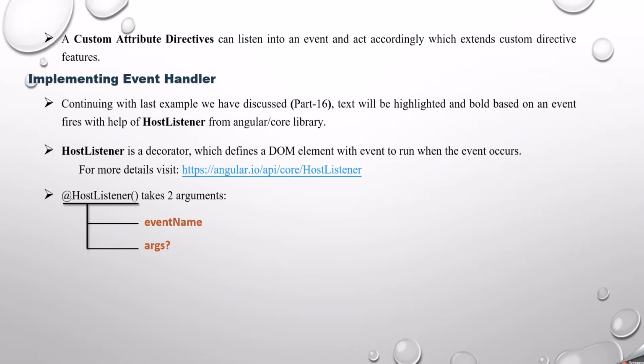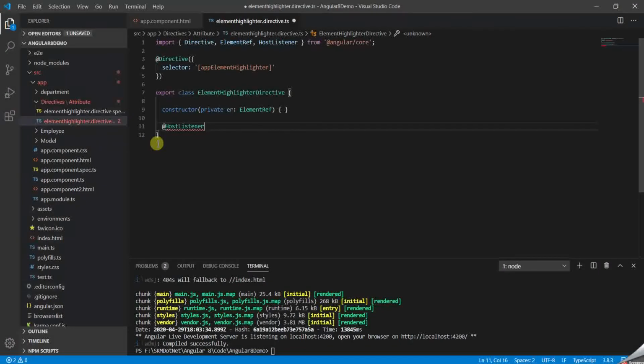As you can see here, the arguments is mentioned with a question mark. That means it is optional, it is not mandatory to provide always. If you require, you can simply pass the argument, else it is fine to go without. But yes, event name is a mandatory field. So here you can see I'm just going to define it.